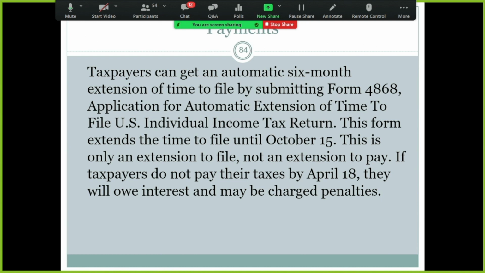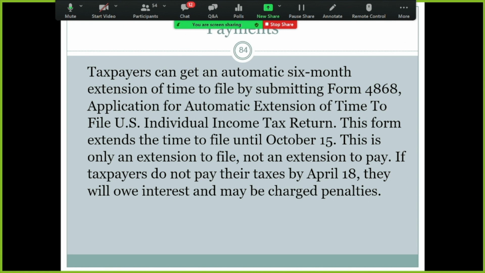Now, some individuals, we know that this year's taxes, we have until April the 18th to file. Well, actually, we have April the 18th to pay our taxes. But then we have, again, those self-employed individuals, or some people, they just may have a lot going on that they cannot make this April 18th deadline. Well, what the IRS has is an automatic 6-month extension of time to file.